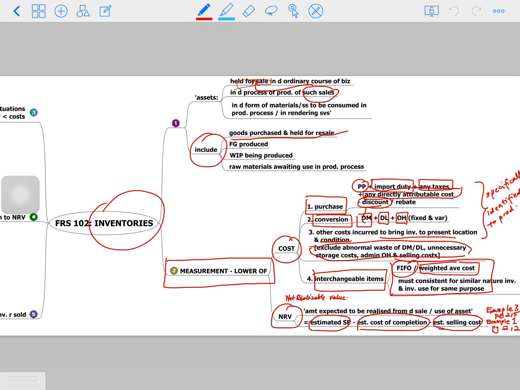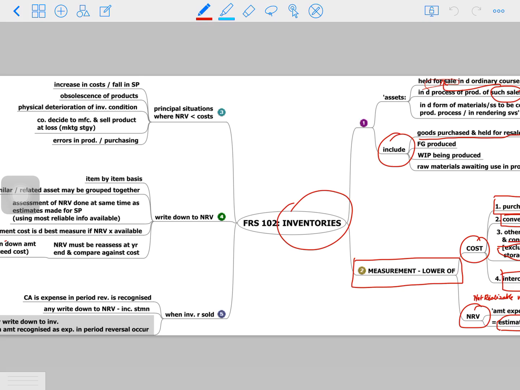Inventory should be measured at cost or net realizable value, whichever is lower. Of course, you have to understand what is cost and what is net realizable value. Next, we're going to look at the principal situations where net realizable value is less than cost. Normally, cost will probably be lower than net realizable value, but as demonstrated in the example, there are times where net realizable value is lower than cost.